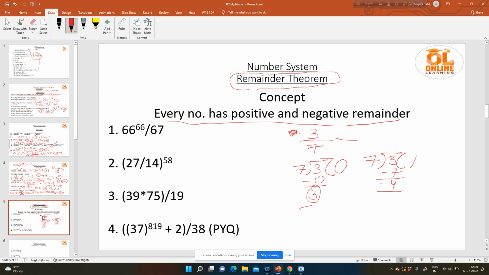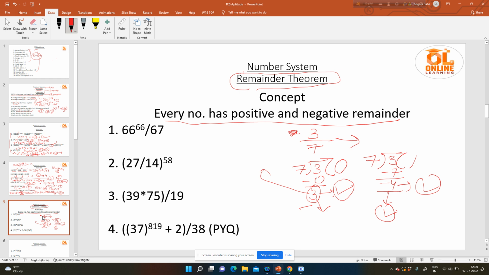Okay, so every number has a positive remainder and a negative remainder. We have to use them in different places. In some places, the positive remainder will give us a quick result. In some places, the negative remainder will give us a quick result. So according to the question, we have to analyze.